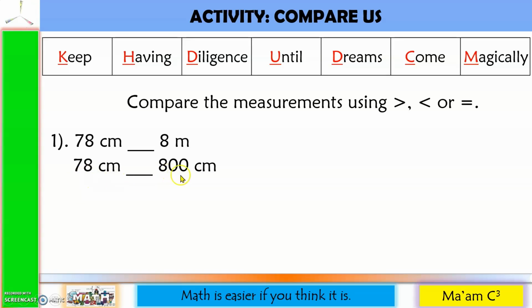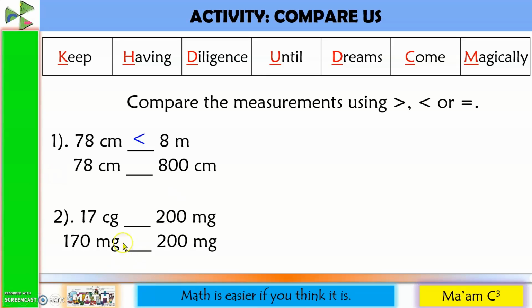78 is less than 800. So 78 centimeters is less than 8 meters. Number 2, 17 centigrams and 200 milligrams. This time I want to convert centigrams. So from centi to milli, that would be 1 unit going to the right. So 17, 1 unit going to the right, it will become 170. So 170 milligrams. Let us compare 170 and 200. That is less than. So 17 centigrams is less than 200 milligrams.